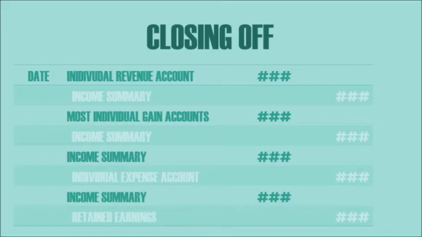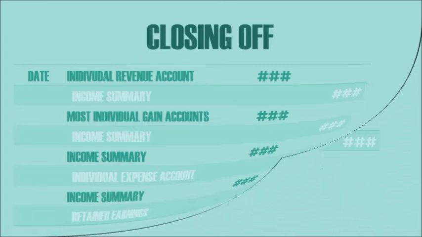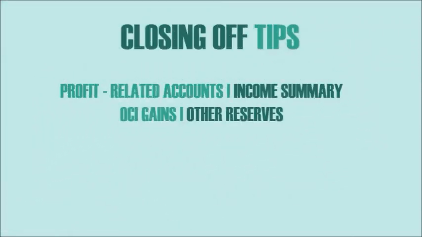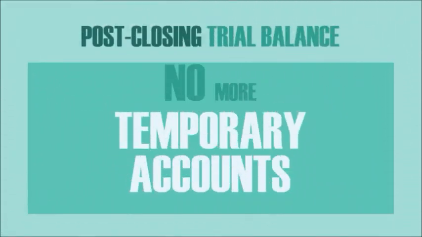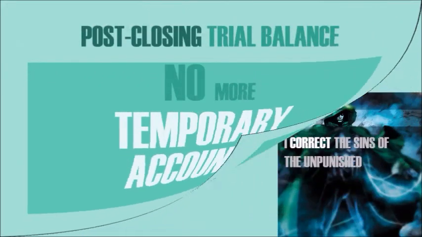Then to close off your income summary to your retained earnings reserve, you must debit your income summary and credit your retained earnings. If you have dividends, you must debit your retained earnings and credit your dividends account, thus closing off your dividends account because it is a temporary account. So for all profit-related accounts, they would be closed up to your income summary. For your other comprehensive income gains, they are closed up to other reserves. After closing your trial balance, there should be no more temporary accounts.